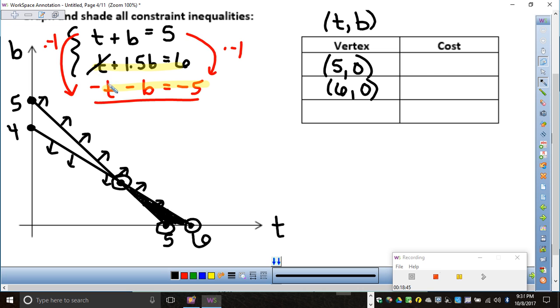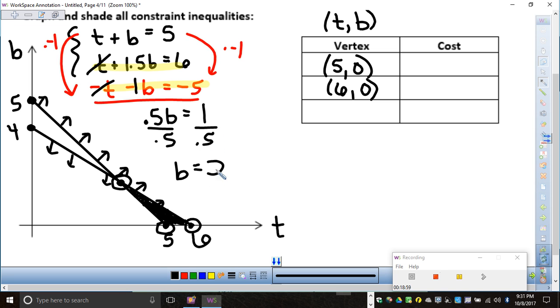And so the t's are going to cancel. 1.5b minus 1b is going to leave me with 0.5b. 6 minus 5 is 1. Divide both sides by 0.5 and we get 2 bus rides. If it has to equal 5, that means there's going to be 3 train rides. So those are the coordinates of that intersection point, 3, 2.